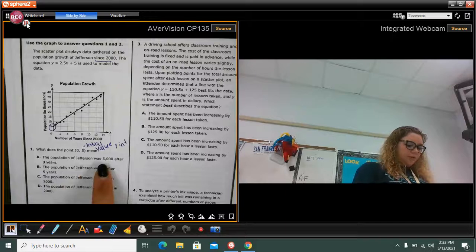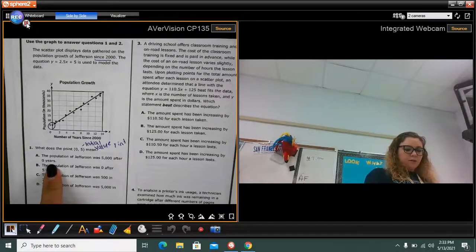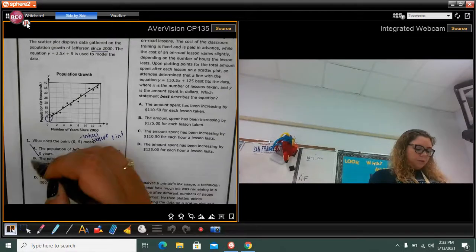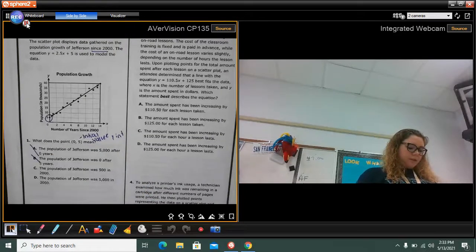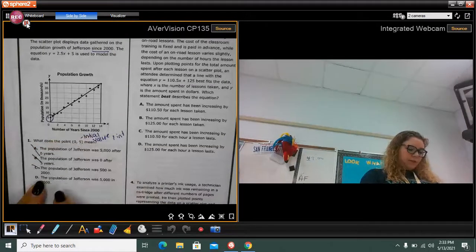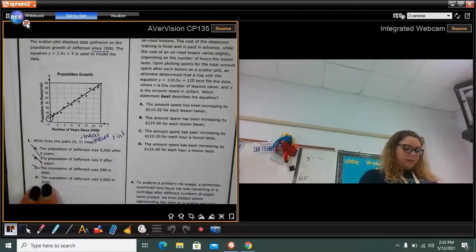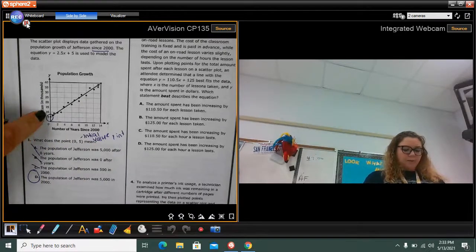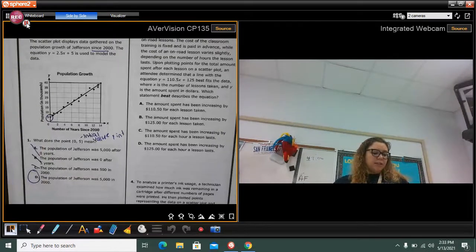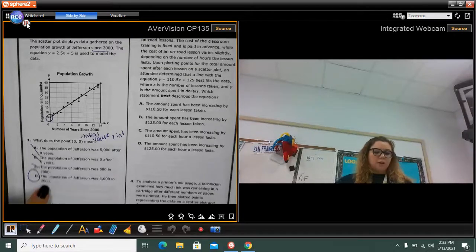The population of Jefferson was 5,000 after 0 years? The population of Jefferson was 0 after 5 years? Nope. The population of Jefferson was 500 in 2000? Remember, it's in thousands. The population of Jefferson was 5,000 in 2000. Yes. Again, it's in thousands, so 5 would be 5,000, 10 would be 10,000. And it's not 0 years, it's years since 2000. Okay? So if I'm on the year 0, I'm actually talking about the year 2000.